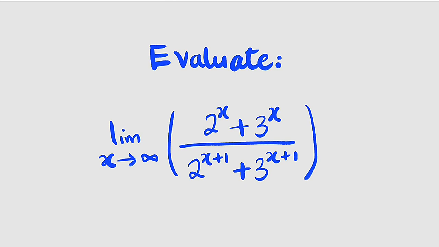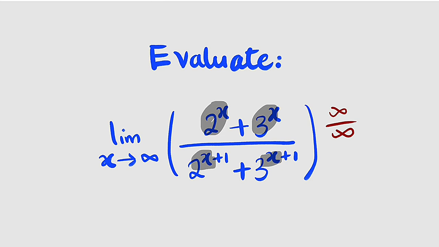Remember I told you a limit is said to be in an indeterminate form if you realize 0 divided by 0 or infinity divided by infinity, right? So we are asked to evaluate this limit of the function (2^x + 3^x) divided by (2^(x+1) + 3^(x+1)) as the value of x approaches infinity. If you substitute infinity directly, you see this will be infinity, this one, this one, all of them. So you will have infinity over infinity, which is in an indeterminate form.